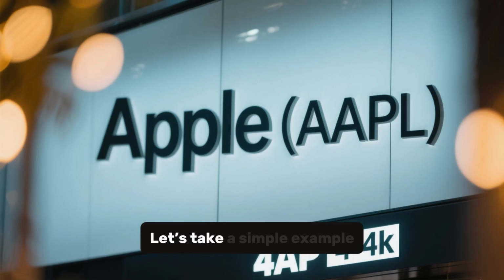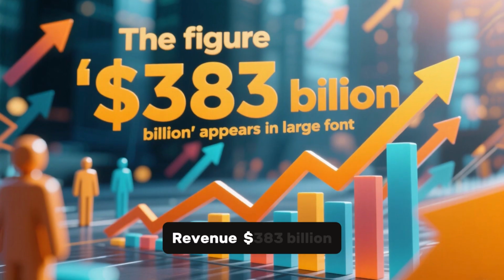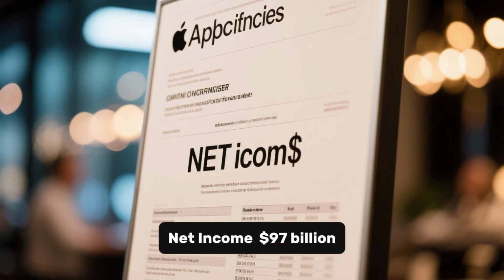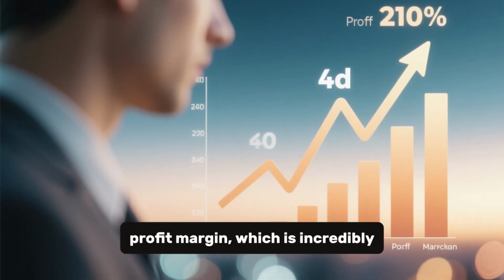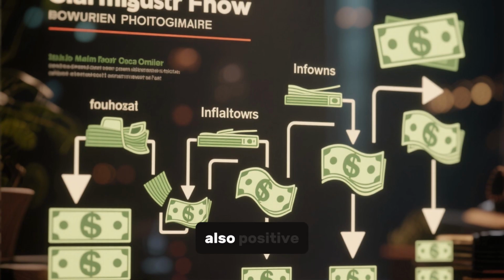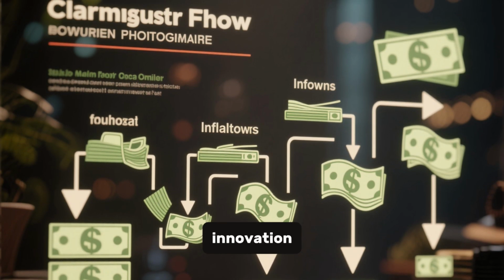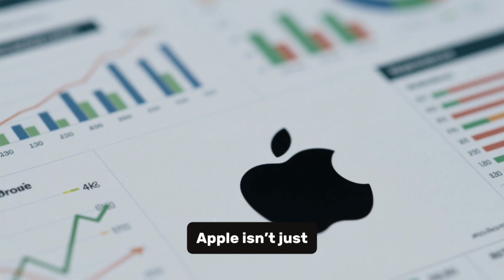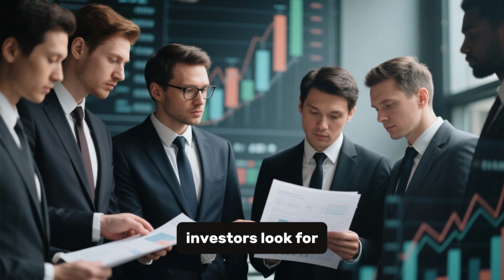Real-world example. Let's take a simple example. Apple, AAPL. Revenue, $383 billion. Net income, $97 billion, that's roughly a 25% profit margin, which is incredibly strong. Their cash flow is also positive, meaning they can fund operations and still invest in innovation. When you read this, you instantly know Apple isn't just big, it's profitable and efficient. That's what investors look for.